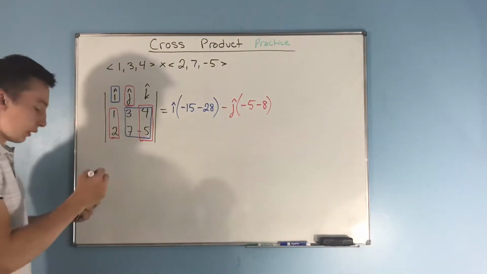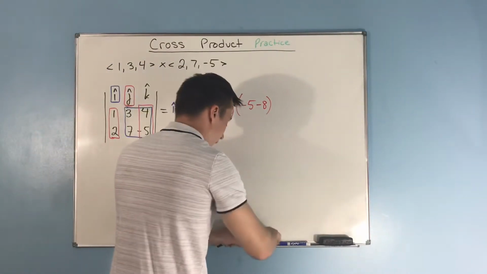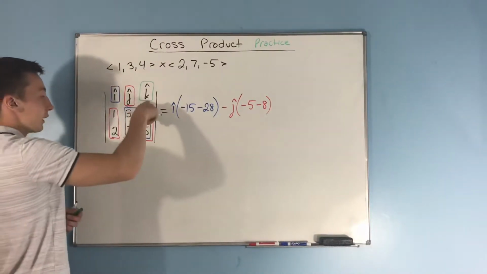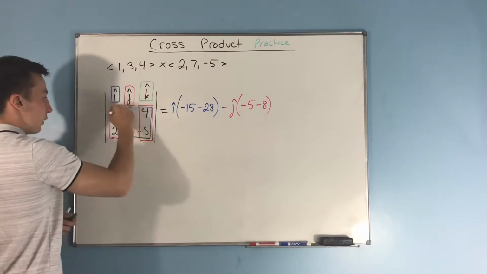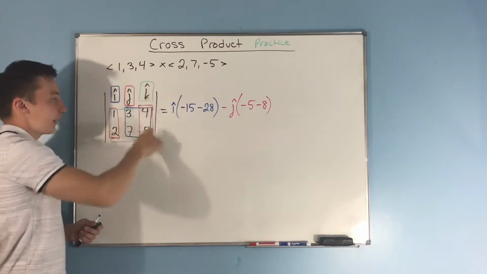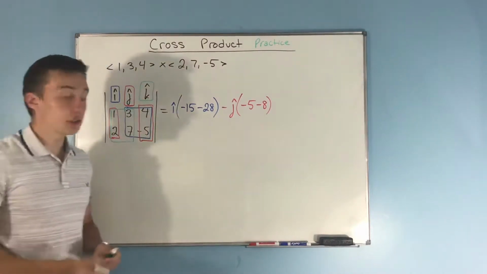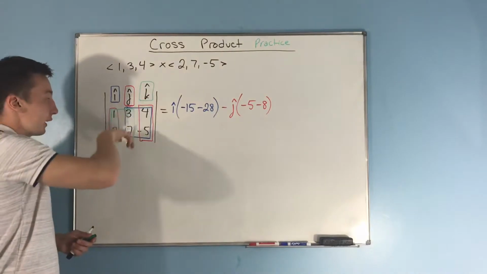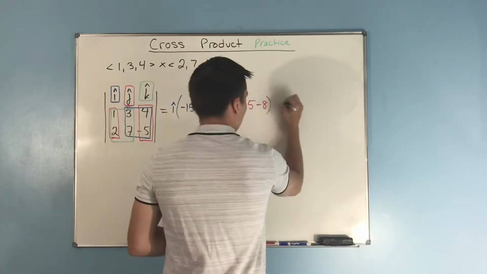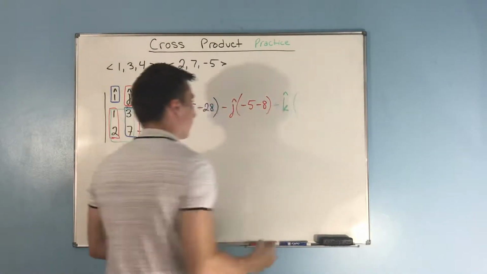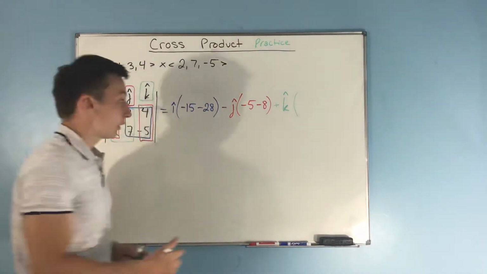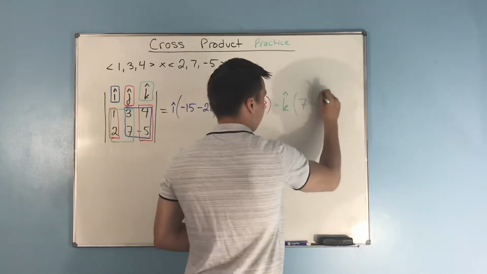Then, lastly, we are going to do k hat. We have k hat times the determinant of this 2 by 2 matrix. You can notice that it's the 2 by 2 matrix that is not part of the same column that your unit vector is in. So for k hat, it's this 2 by 2 matrix that's not in the same column as k hat. So over here you get plus k hat times 1 times 7, which is 7, minus 2 times 3, which is 6. So you get 7 minus 6.